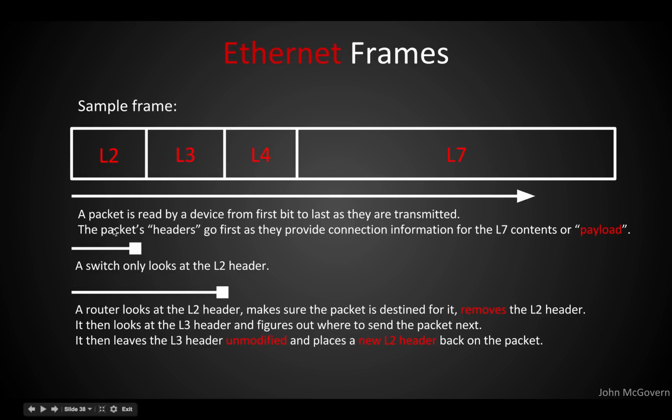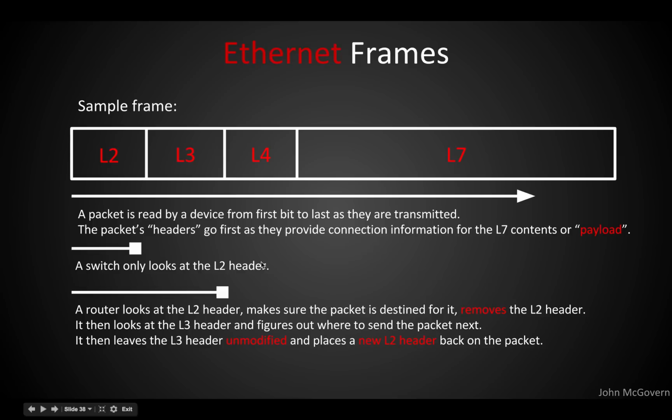So let's look at our Ethernet frame again here. Remember, we're reading the packet from the beginning to the end, and what's inside these packets are ones and zeros. Now, let's talk about these headers a little bit. Layer 2, the switch only looks at the layer 2 header when it's making its decisions. Switch only looks at layer 2. It ignores the rest of the packet.